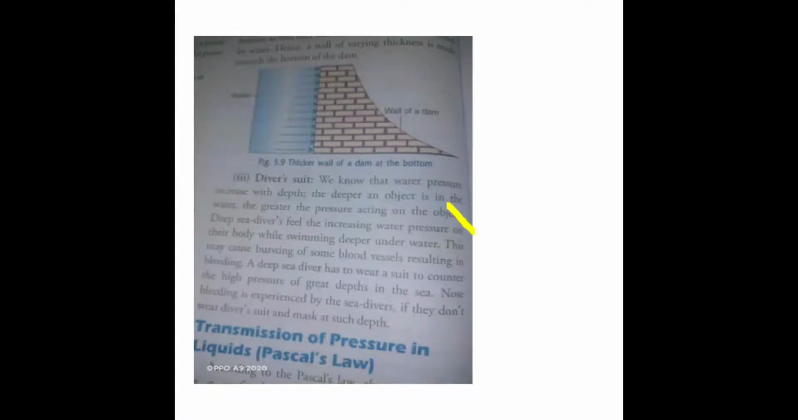This question might come as a give-reason question also: why do divers use a special suit? So you need to write the answer from here. You can write from this line: Deep sea divers feel the increasing water pressure on their body while swimming deeper under the water. This may cause the bursting of some blood vessels, resulting in bleeding. A deep sea diver has to wear a suit to counter the high pressure at great depths in the sea. Write from here to here.